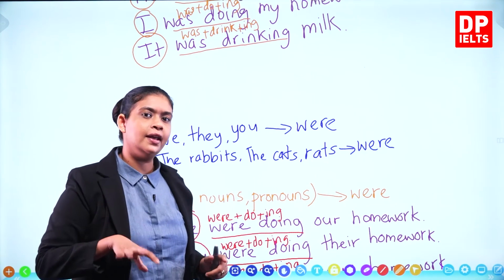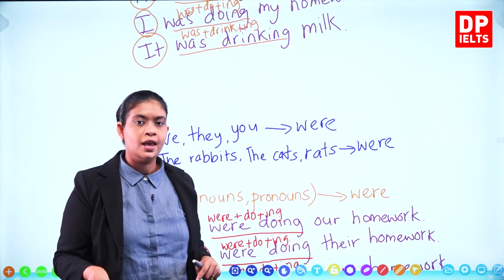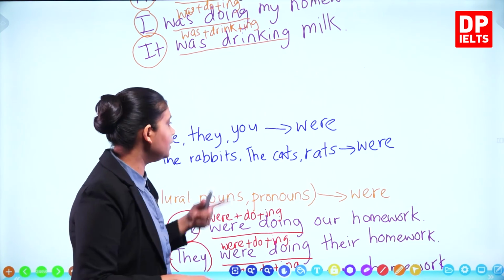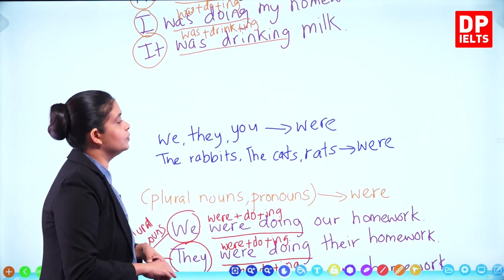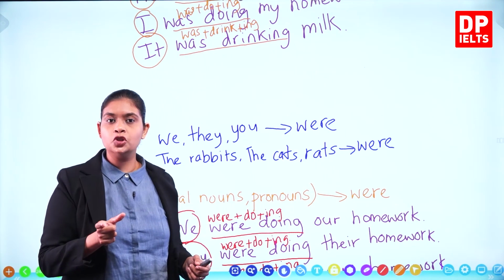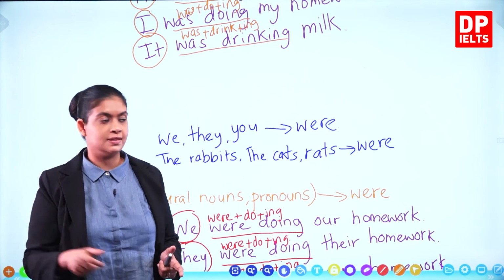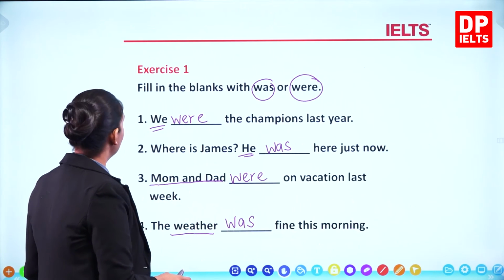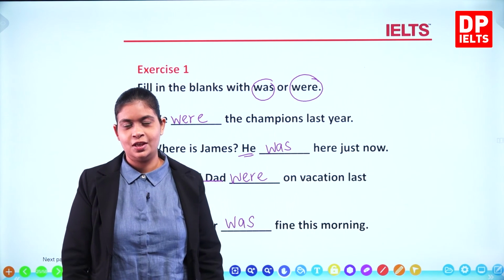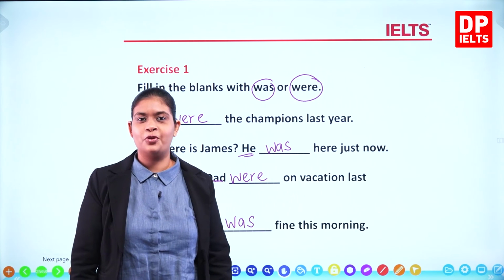So we had a look at it and we said if it was a singular noun or pronoun, we use was. If it is a plural noun or a pronoun, we use were. And we had a look at the form. So if it was singular, was plus the verb plus ing. If it was plural, were plus the verb plus the ing form. And then we had a look at some of the practice questions. So with that, we come to an end about the past progressive tense.